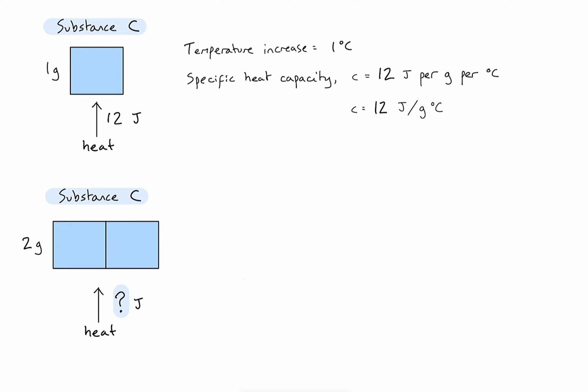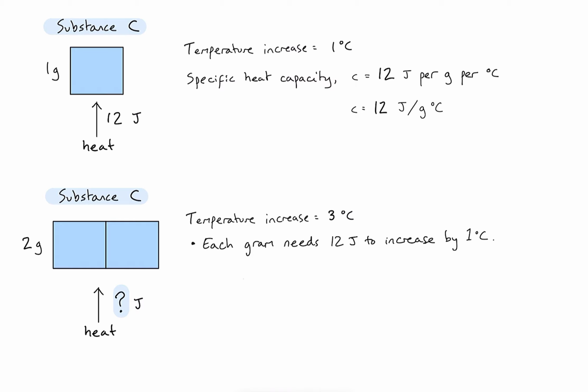I've got 2 grams of my substance, and I'm trying to work out how much heat is required in order to increase the temperature by 3 degrees. So what do we know from what we've seen so far? Well, we know that each gram requires 12 joules to increase by 1 degree. So in this case, actually, if I added 12 joules to each of those grams, the temperature would go up by 1 degree.